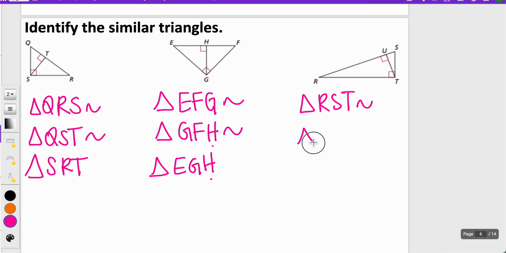Okay, the last one we should see, triangle RST is similar to triangle RTU, ending on that 90-degree angle at the altitude, and then is similar to triangle TSU. If you wanted to, you could also say STU. Okay.